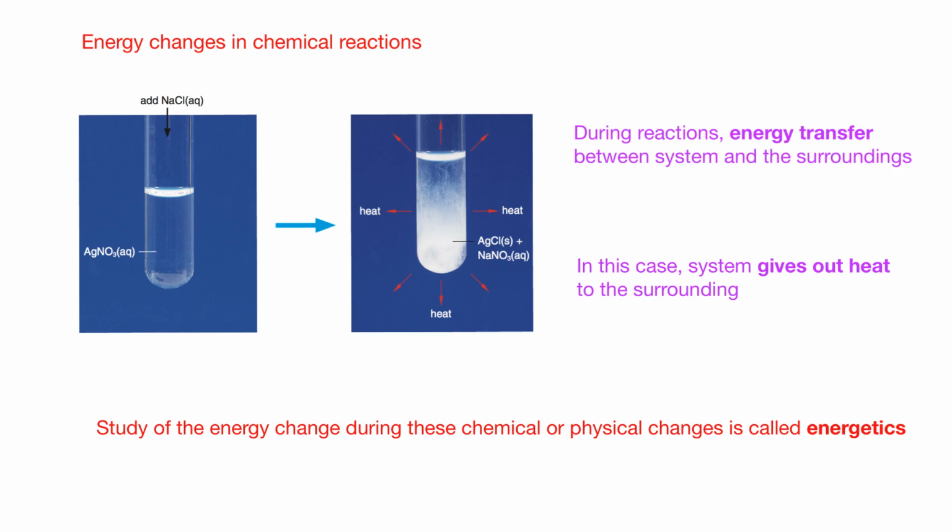Every chemical reaction has an energy change. For example, in this one, you see that we put sodium chloride into silver nitrate solution. In the process, we form some precipitate, AgCl. The reaction is Ag+ plus Cl- becomes AgCl solid. So we have AgCl solid formation, and in the process you can see the direction of the arrow: the heat is given out.